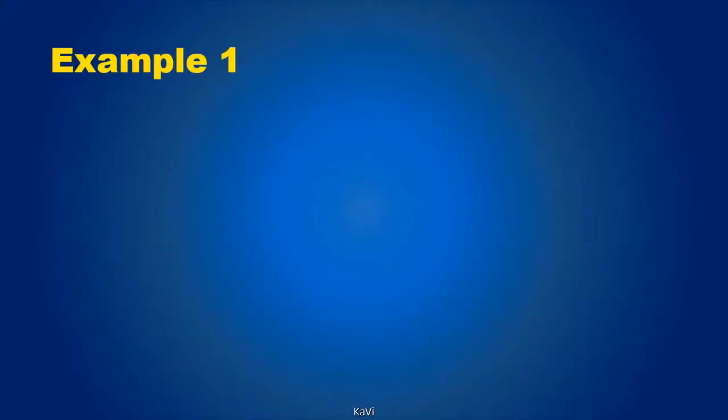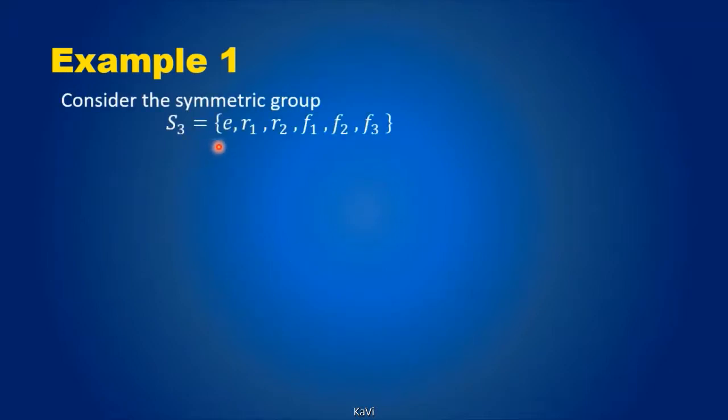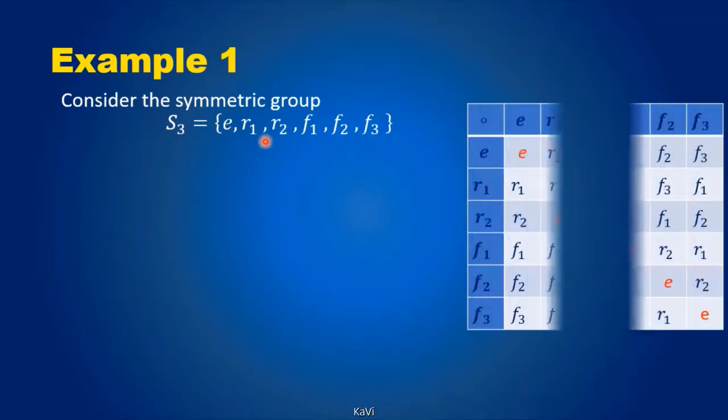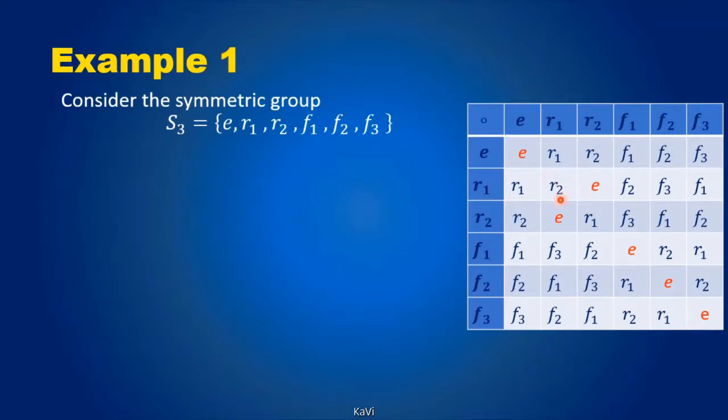Let us discuss some examples. Consider the symmetric group S3, which is given by the set of all elements E, R1, R2, F1, F2 and F3. Its Cayley table is given in this format. Here you may note that the subset H equal to {E, R1, R2} alone forms a subgroup of the symmetric group S3.